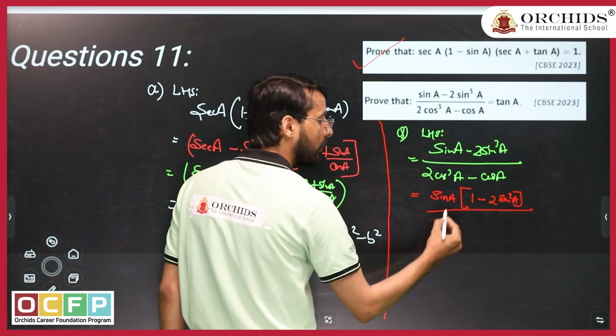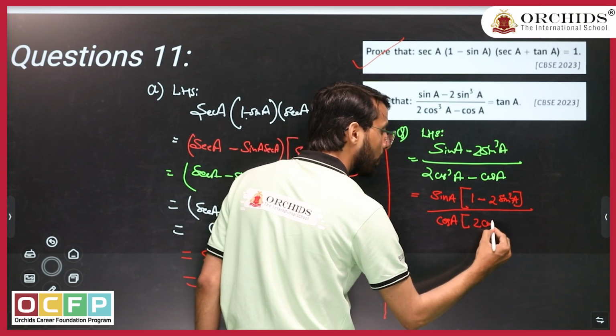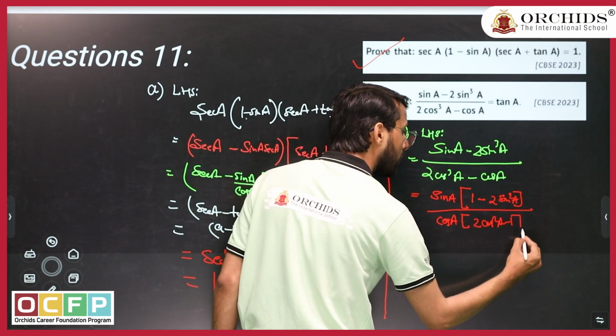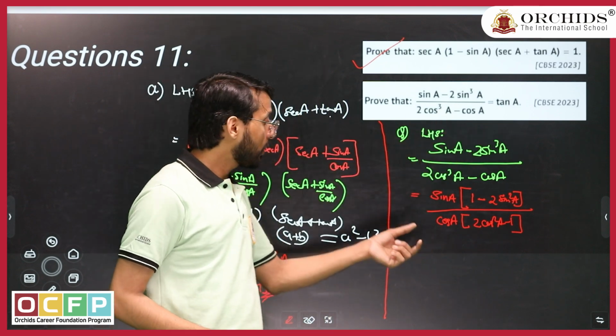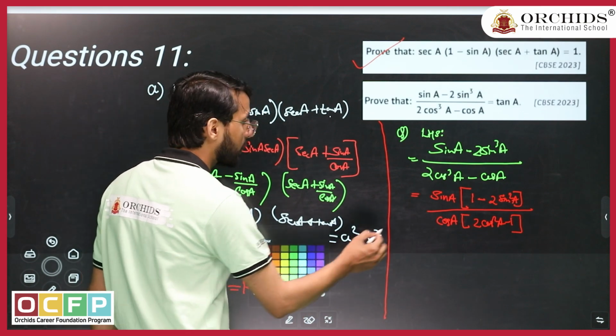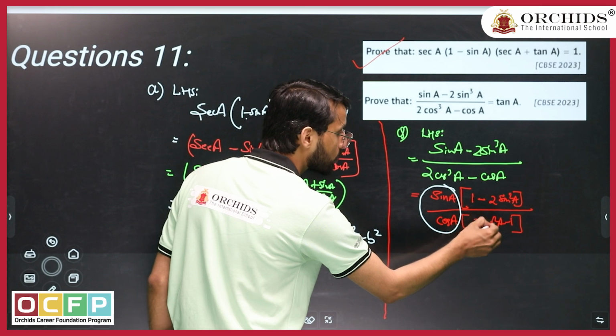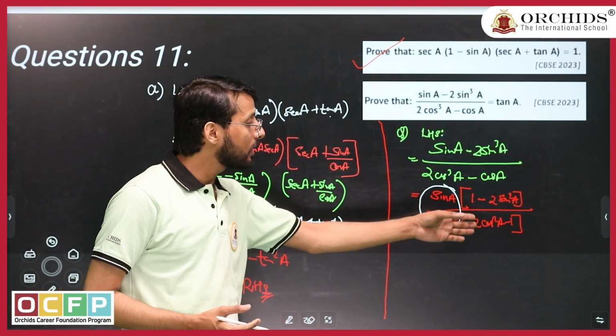And in the denominator I will take cos A outside, the remaining is 2 cos square A minus 1. Now we need an answer as tan A. We already got sin by cos, which will result in tan A. So what will happen to the next two parts of the bracket? They should get cancelled, and they can only get cancelled if they are equal.